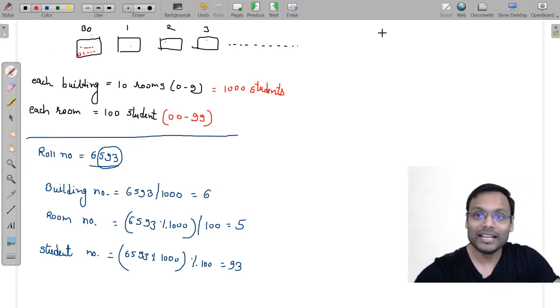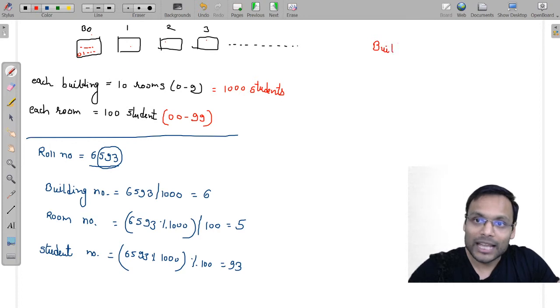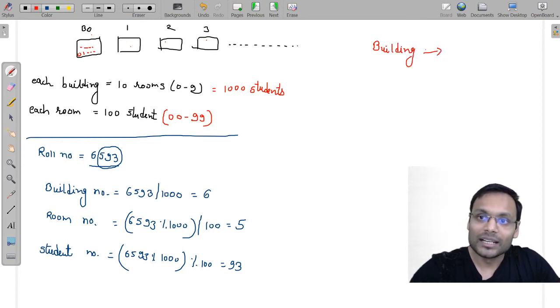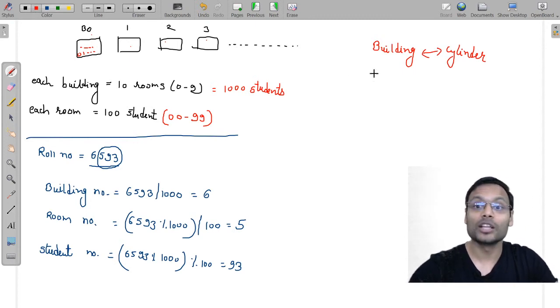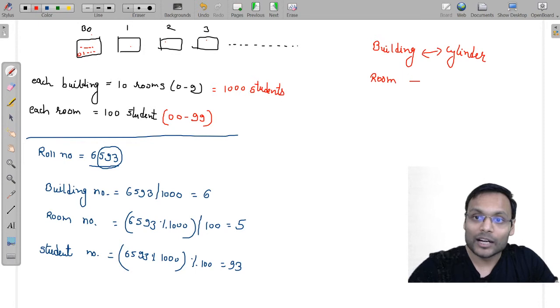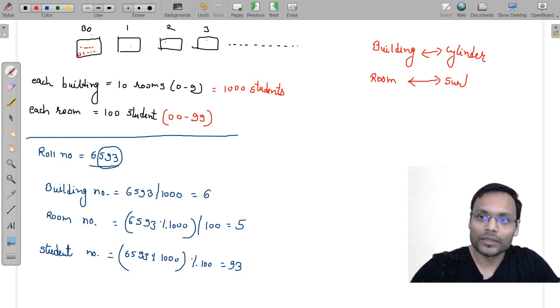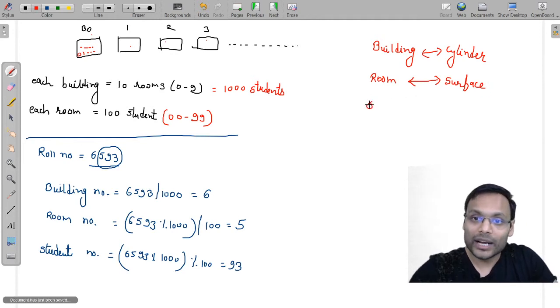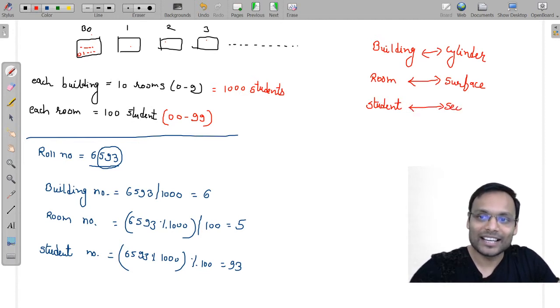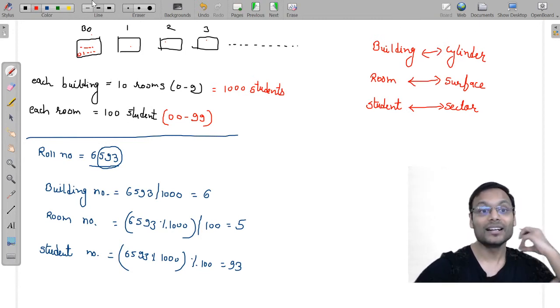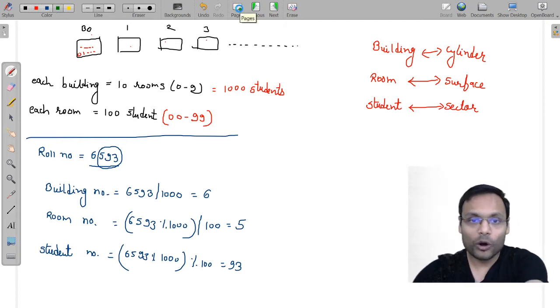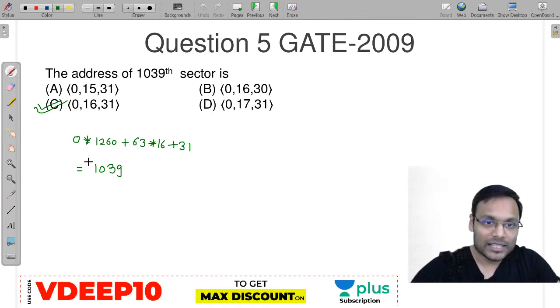Here, whatever the building I have given you, that building is nothing but the cylinder, the biggest thing. In the cylinder, you have surfaces. Yes, those are the rooms. So if I am talking about a room, that room is nothing but a surface. And other than that, the last thing is the student. The student is nothing but, now you also know the answer, friend, a sector. Yes. So the number of students in each building is nothing but the total number of sectors in a surface in a cylinder.